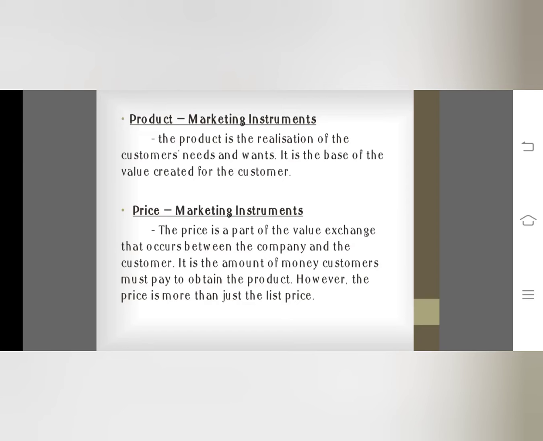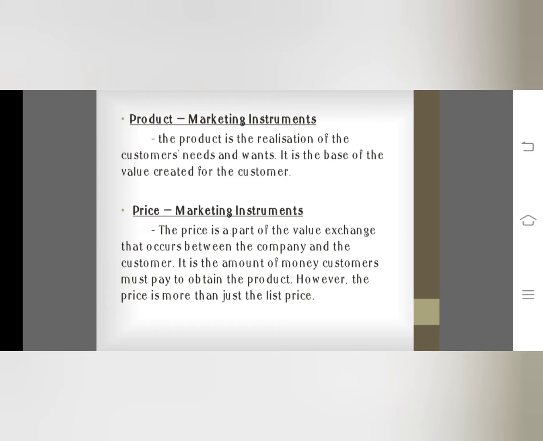It comes along with the optional features, a full after-sales service package, warranty, and other components that are part of the product. The second is price marketing instruments. The price is a part of the value exchange that occurs between the company and the customer. It is the amount of money customers must pay to obtain the product.